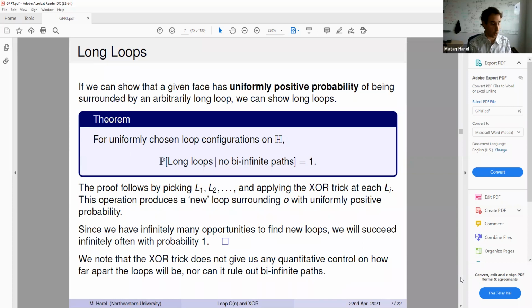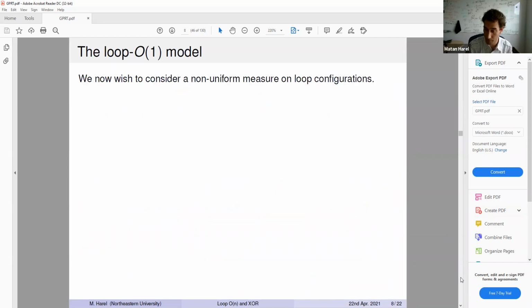And that's going to be an important punchline, because there is more than one model. We pretty much finished the question of long and short loops for uniform models, but we can ask this question about many, many different probability measures, ways to sample loop configurations. So let me tell you about probably the most well understood one, which is called the Loophole model.